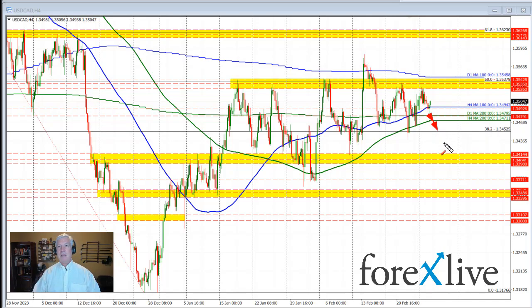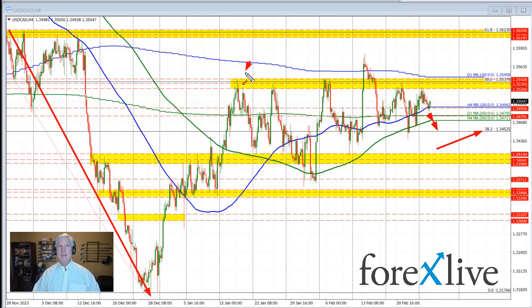And then we'll try to look at the 38.2% retracement, the broken 38.2% retracement of that longer-term trend to the downside, which caused this, and now we turn back up there. So that's the technical story for the dollar versus Canada.